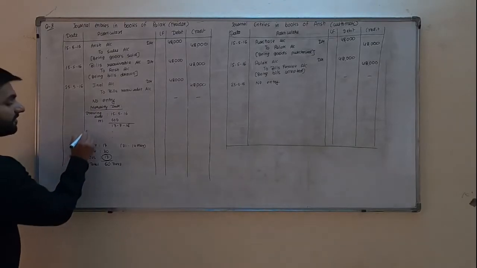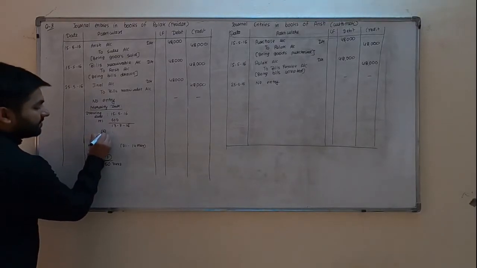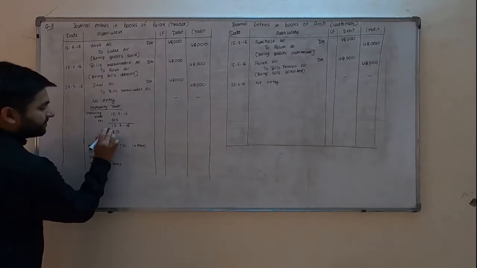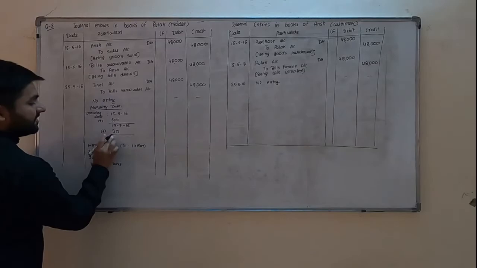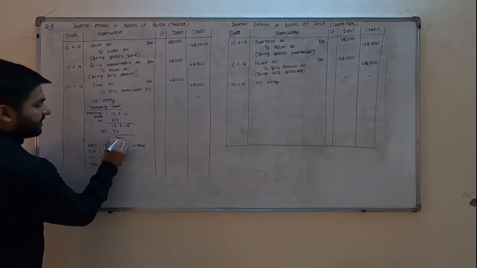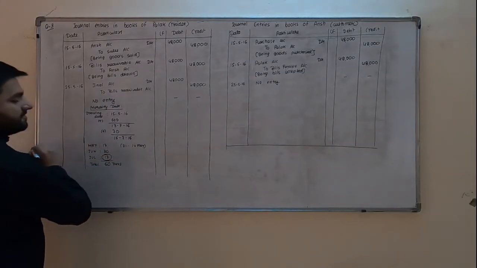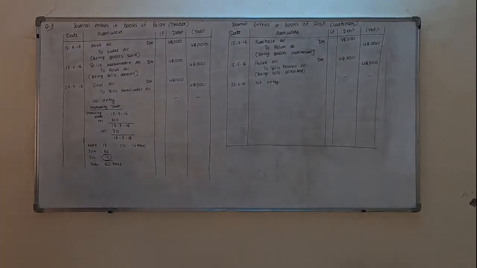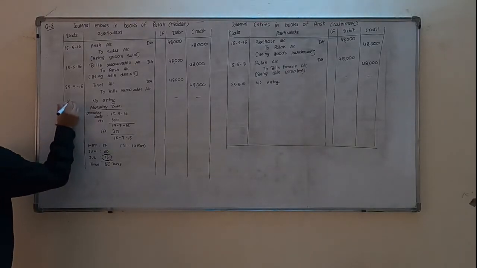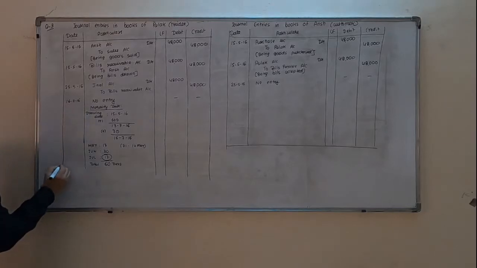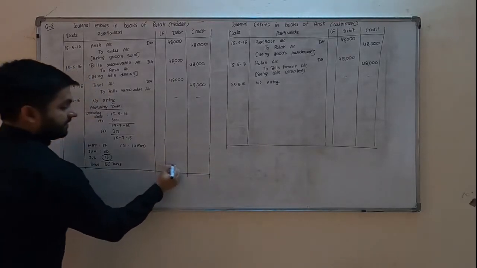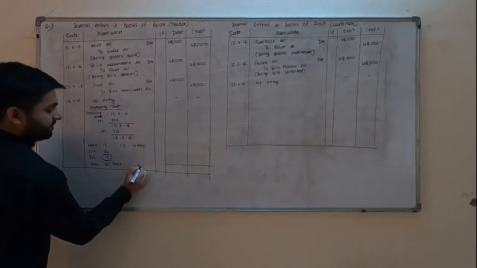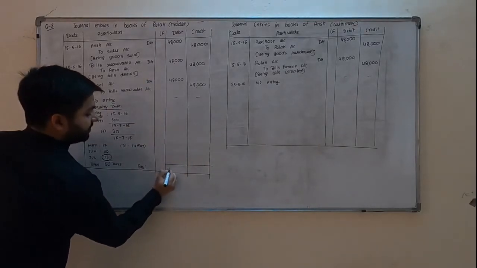Now 3 days of grace are also required. Plus 3 days again. Why 3 days? These 3 days are days of grace. So the final date would be 16/7/60. So the maturity date will be 16/7/60. Okay, we will take the total. Total is 1,44,000.